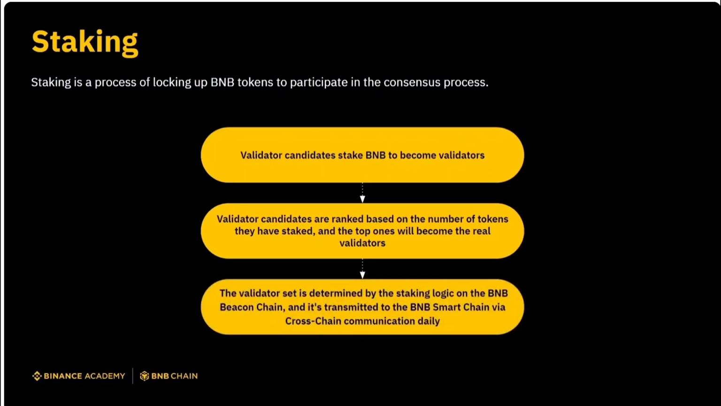The staking process for the BNB Smart Chain is implemented on BNB Beacon Chain. The validator set for BNB Smart Chain is determined by staking and delegation logic on the BNB Beacon Chain, and it is transmitted to the BNB Smart Chain via cross-chain communication daily. Additionally, the reward distribution for the BNB Smart Chain also occurs on the BNB Beacon Chain. Every day, the rewards from the BNB Smart Chain are transferred to the BNB Beacon Chain.